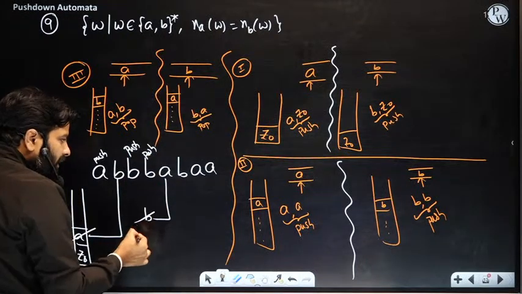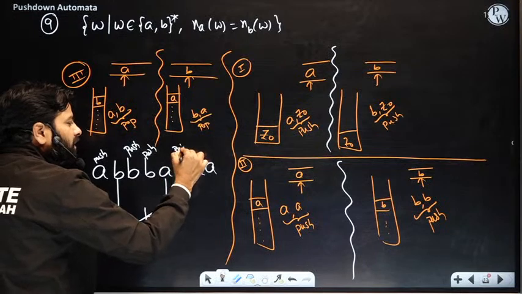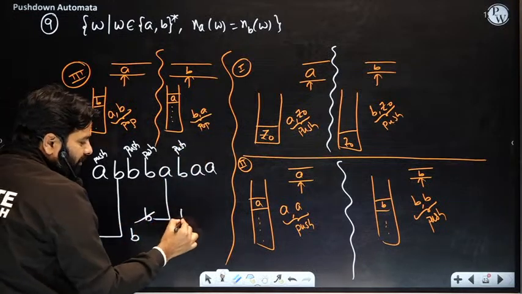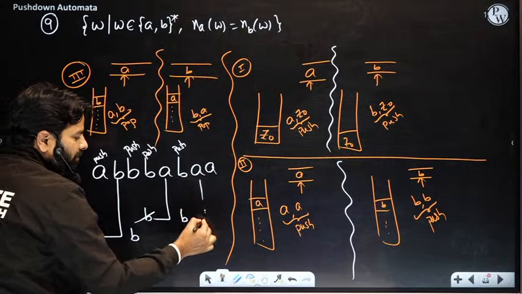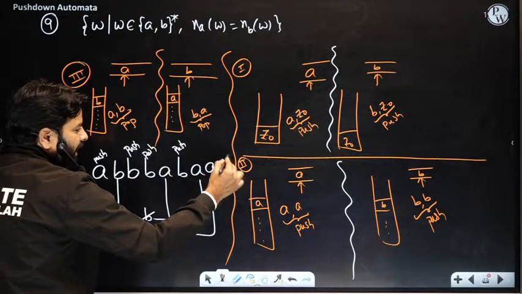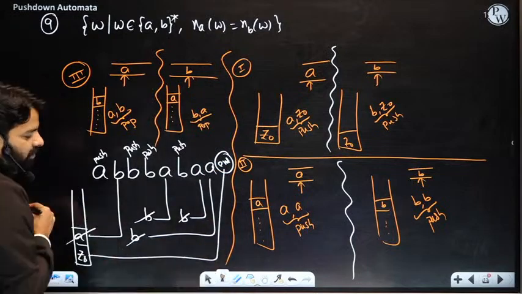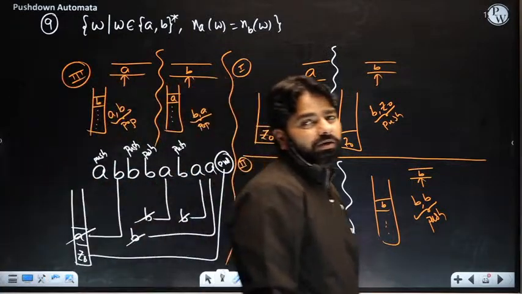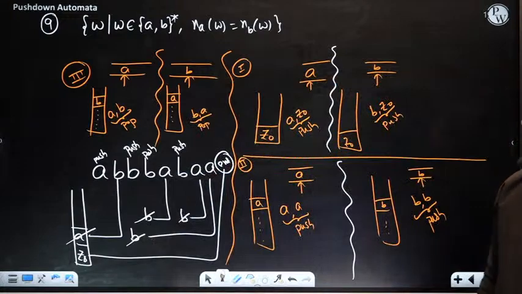And B comma B. So now we need to push, because B and B are both the same symbols, right? B we are pushing. A, B, pop. A, B, pop. When the end of the input comes, who is there in the stack? Z0, which means the number of A's equals the number of B's. It's very, very simple.